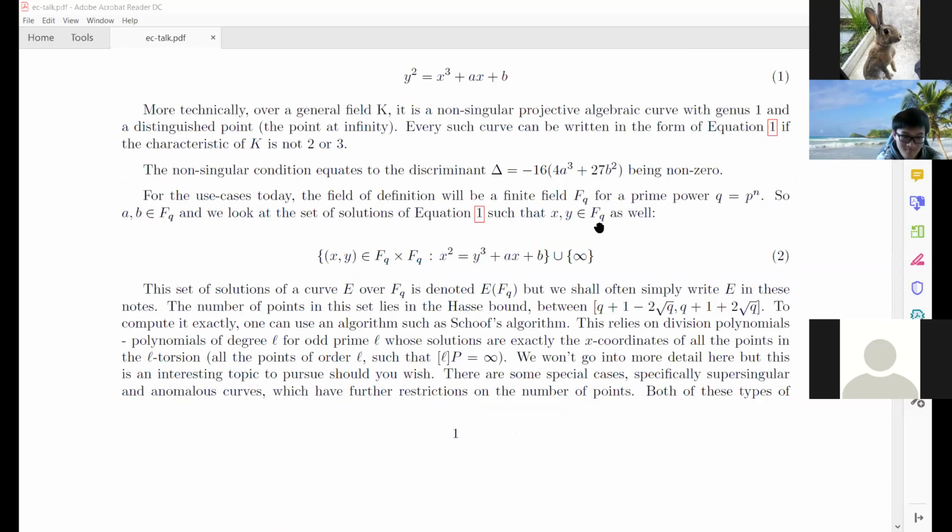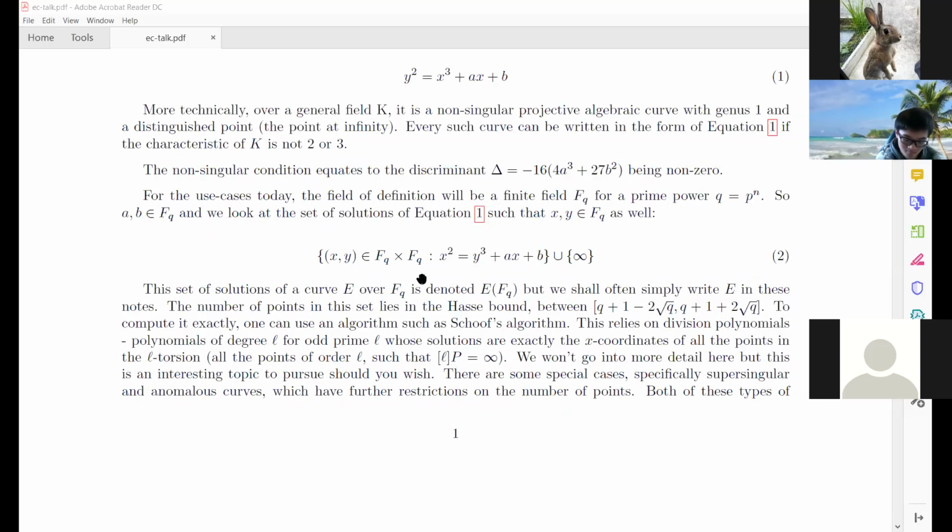And we want to look at the group of points over F_q, the rational points. That means both the coordinates are from F_q, and a and b are also from F_q, as well as the point at infinity, which is that special point which acts as the identity for the group law.